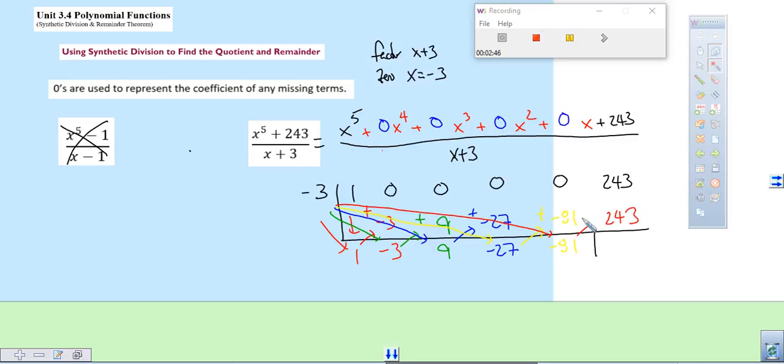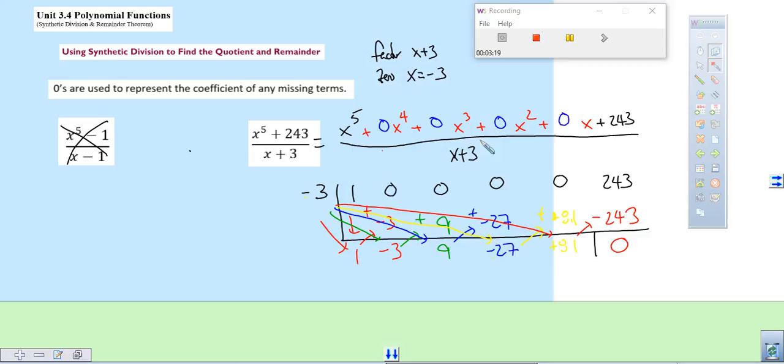So let's see, something went wrong here because this should work, I believe. So 1, bring it down, negative, add, negative times negative gives me a positive, add, negative times positive gives me a negative, add, and there's our mistake right there. My mistake, not your mistake. That should have been positive 81 and positive 81 because a negative times a negative is a positive. So that makes this last piece a negative 243 with a remainder of 0.